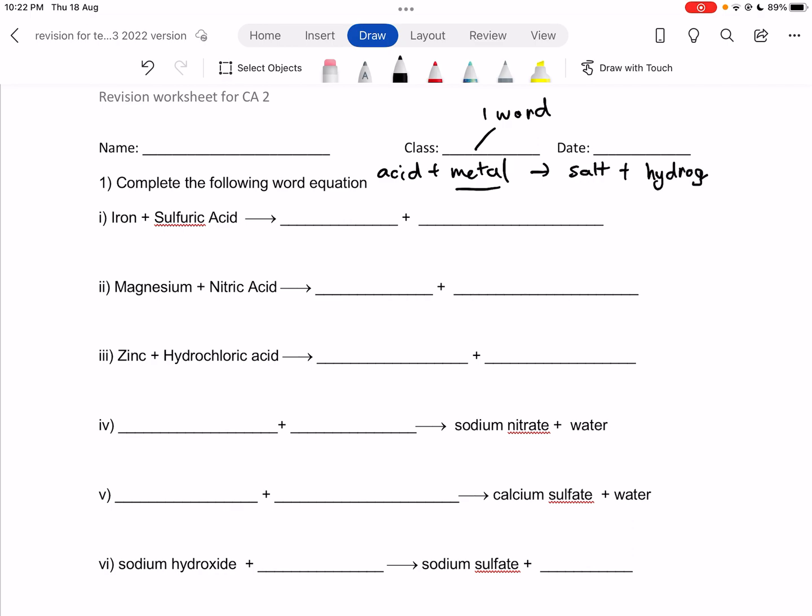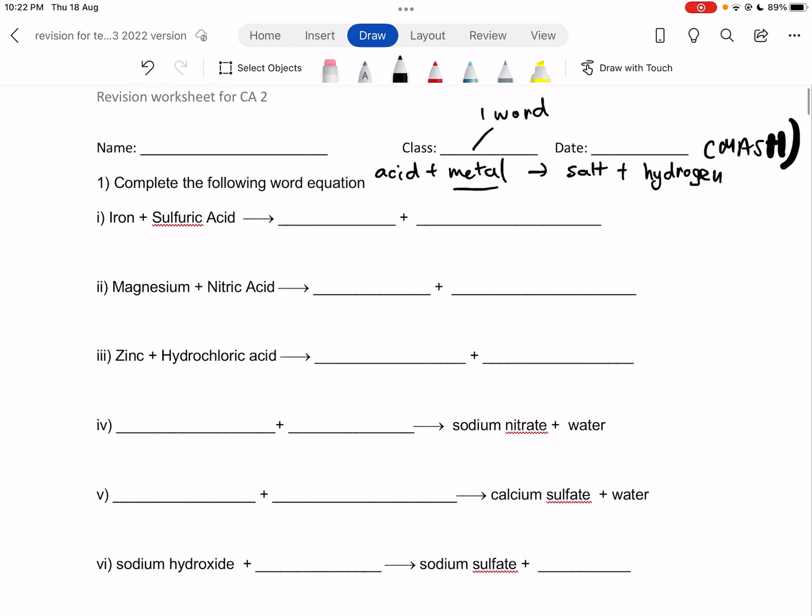Sometimes I like to call this just MASH. Of course, I hope you know what I meant by that. Metal plus acid gives you salt and hydrogen. Basically, the salt has two words. So for this one, iron 2 sulfate for the first one. And then of course we always have hydrogen as the other product. We need to know how to test for this one, which is hydrogen.